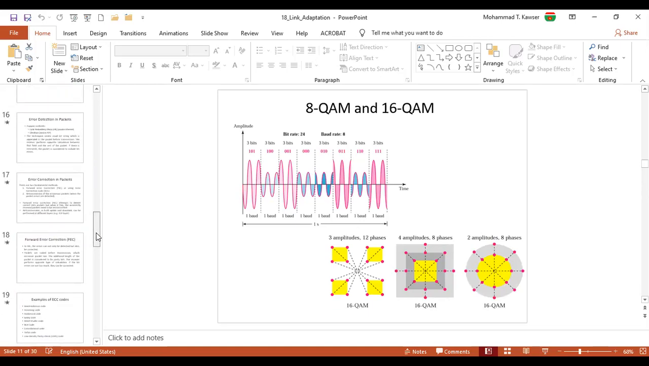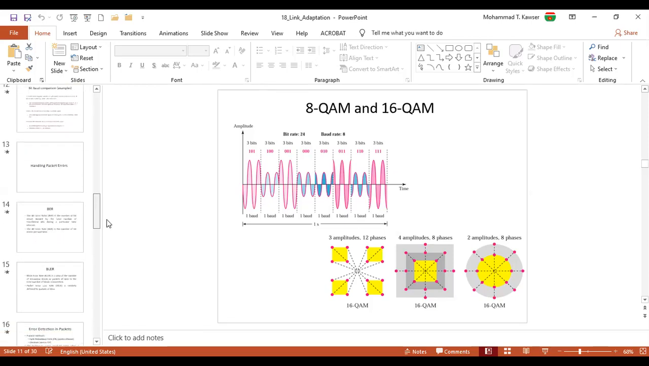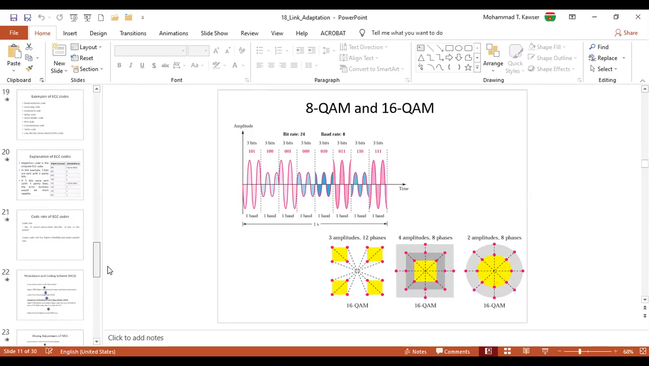You can see the screen, right? I am moving between slides. Can you see? Yes, sir.